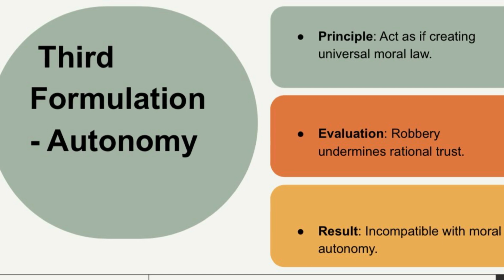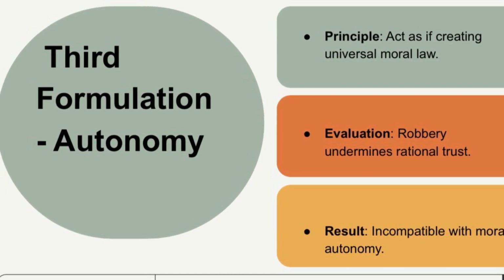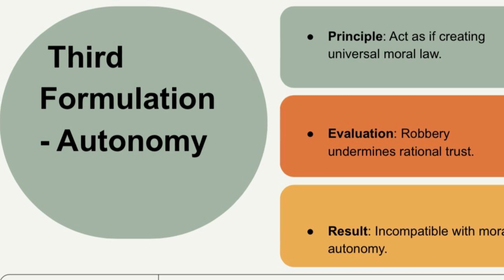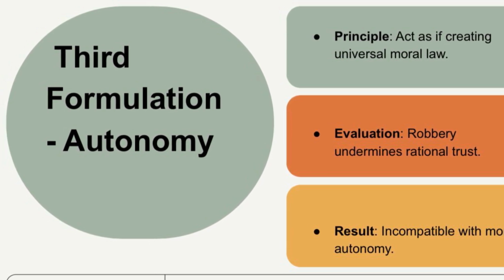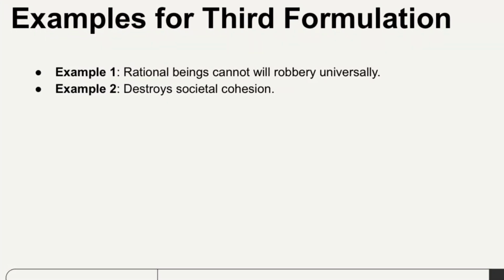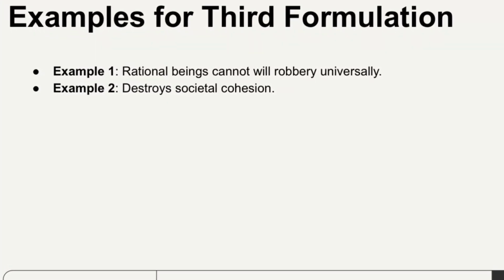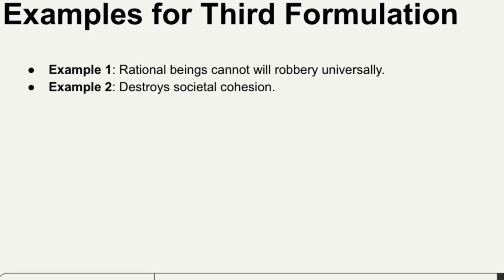The third formulation requires action to align with principles that rational agents can collectively will. Robbing a bank undermines trust and rational cooperation, making it incompatible with this formulation. Robbery disrupts societal cohesion and contradicts rational moral laws. It cannot be endorsed by the community or rational agents.